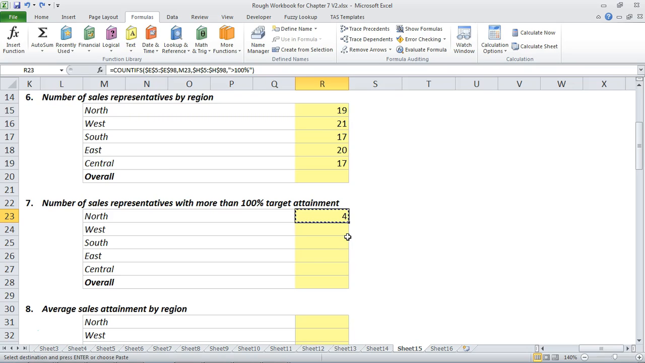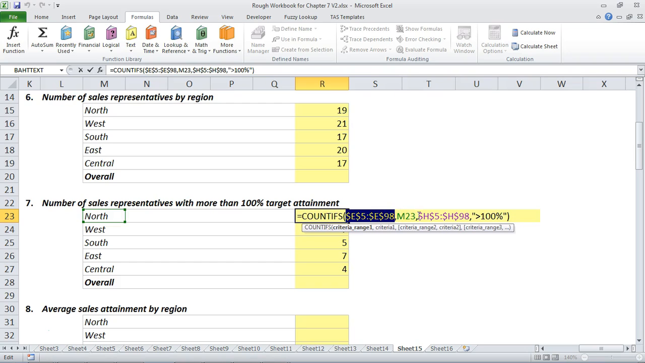Once again, I can copy the formula and paste it in the other cells. An important point to note is that if you're using multiple criteria, then all the criteria ranges should be of the same size. For example, in this case, the first criteria range is E5 to E98, and the second criteria range, H5 to H98, matches perfectly with the first criteria range. They have the same number of rows and the same number of columns. This is very important for the COUNTIFS function to operate properly.